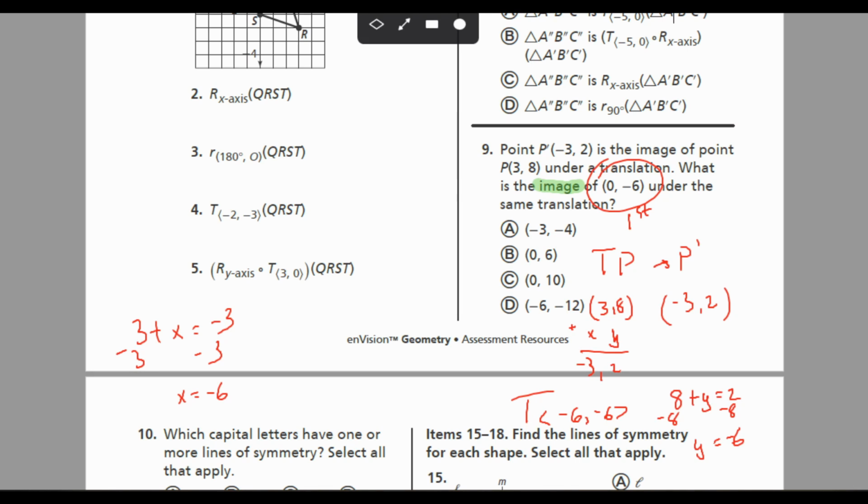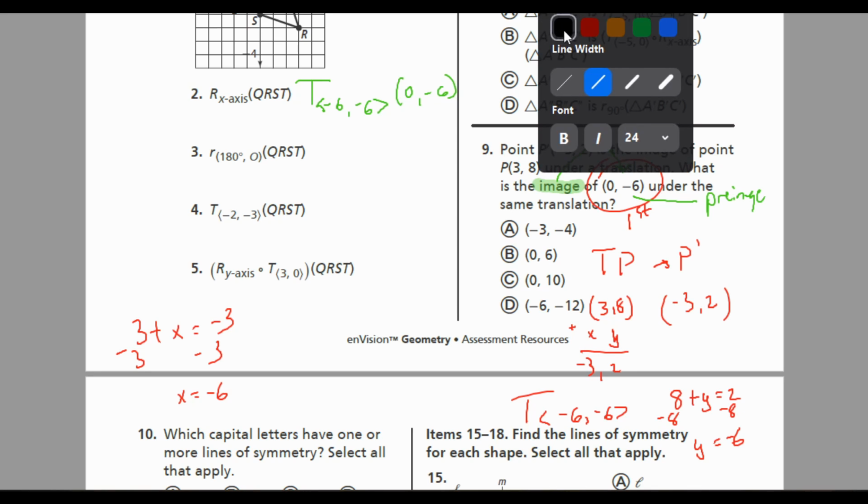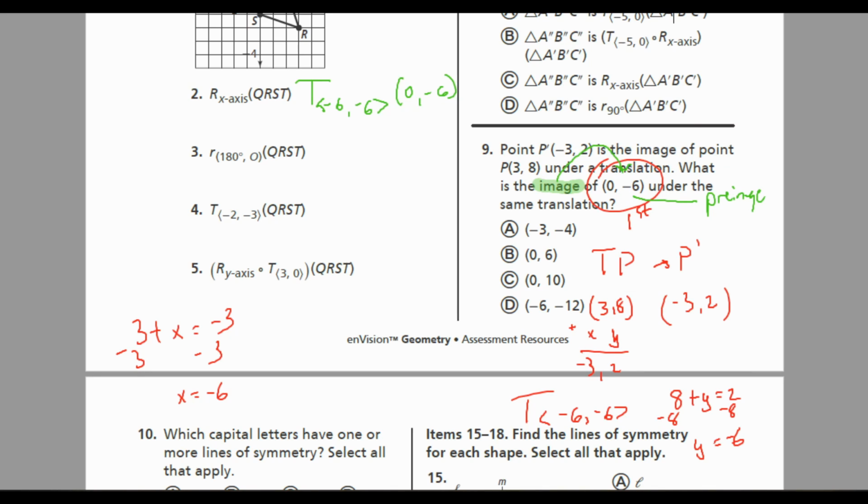So we're trying to produce the image. That makes this here the pre-image. So what we're doing now, I'm going to take it over here, is applying the translation of -6, -6 to this point 0, -6. And all we have to do now is add these together. Here's my x coordinate coming in here. Here's my y coordinate. This is going to give me -6, -12. And we can see that that is option D.